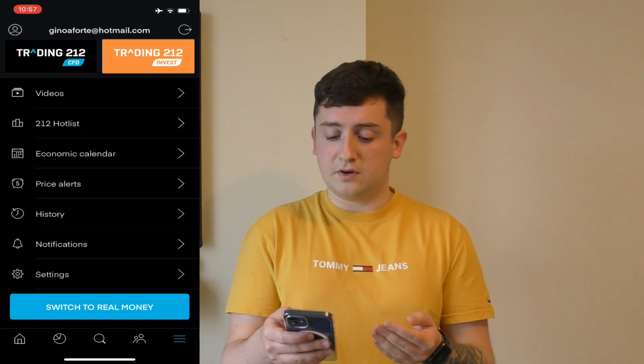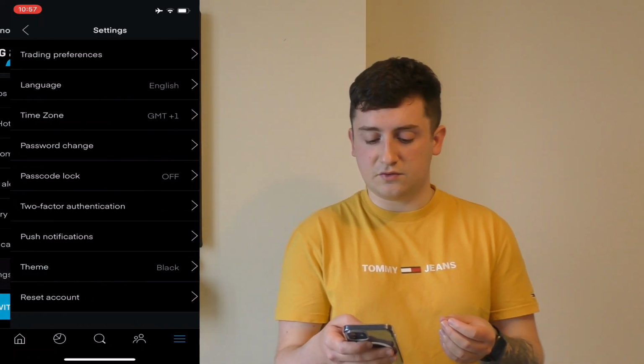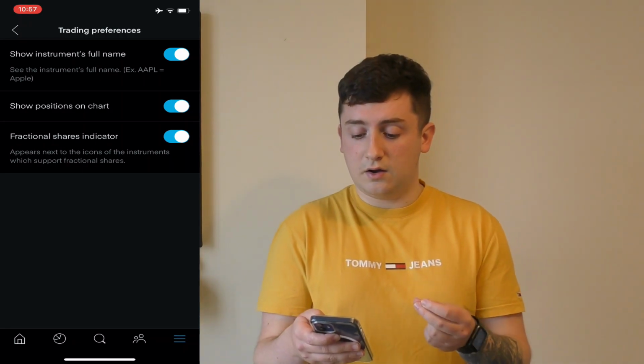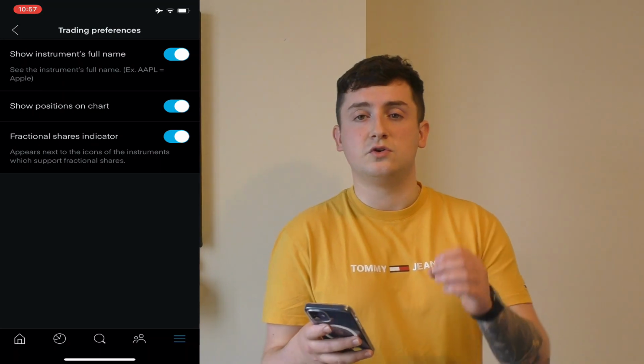So you're opening an invest account, and one thing I'll definitely do in settings, go into trading preferences, a fractional share indicator. So turn that on. So you should have all these on. Fractional share indicator, that shows you what shares you can buy a fraction of.